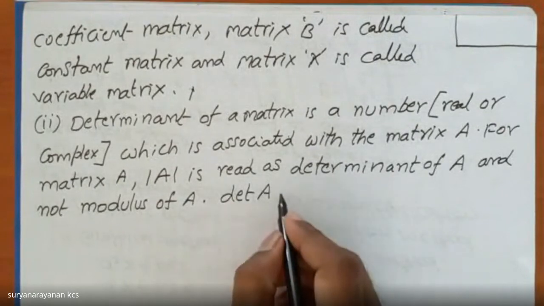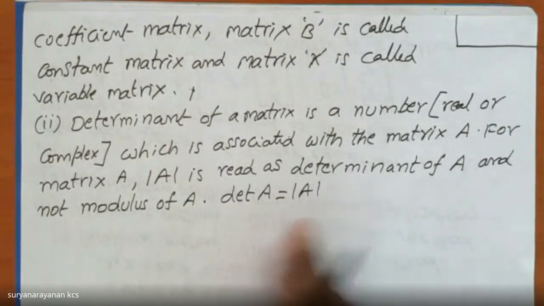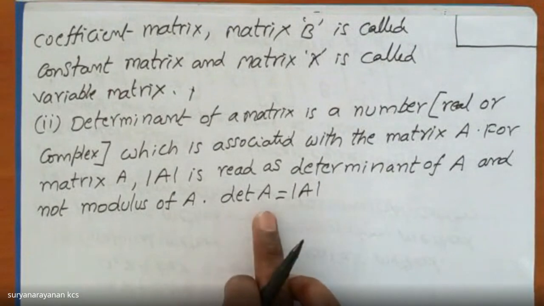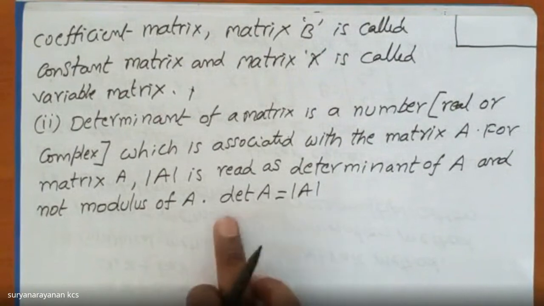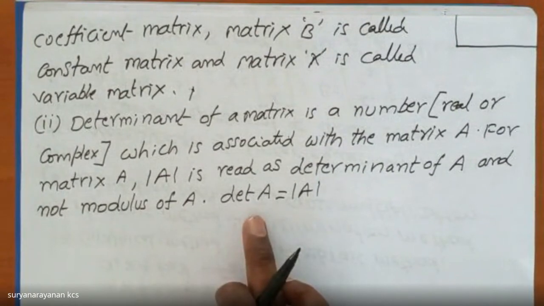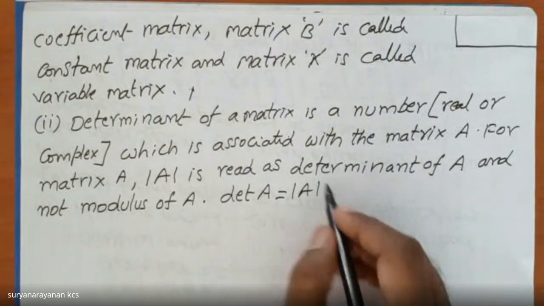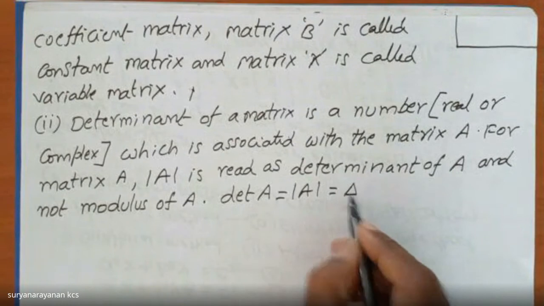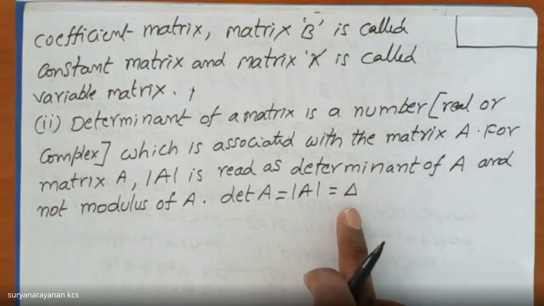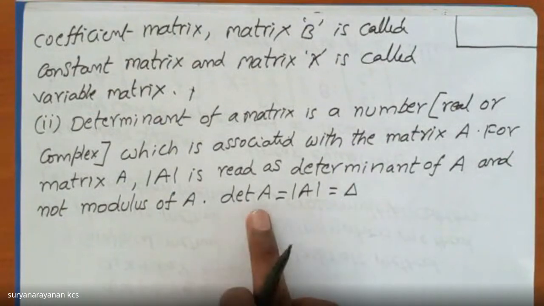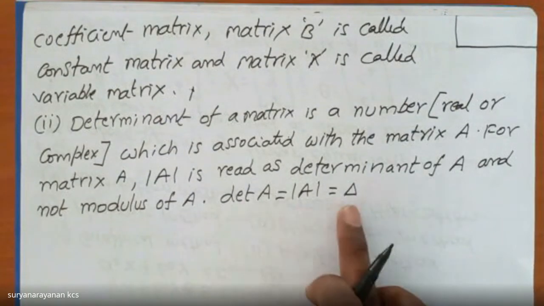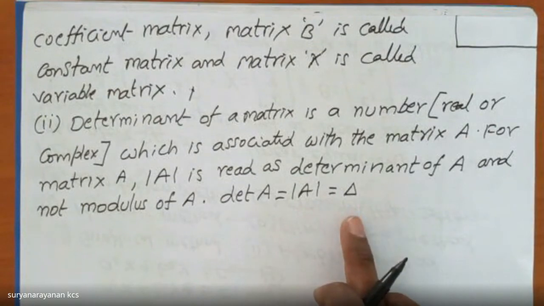Det A, written with capital letters DET A, stands for the determinant of the square matrix. And sometimes we can use delta also to denote the determinant of a given matrix. We can use this notation or this notation to denote the determinant of a matrix.